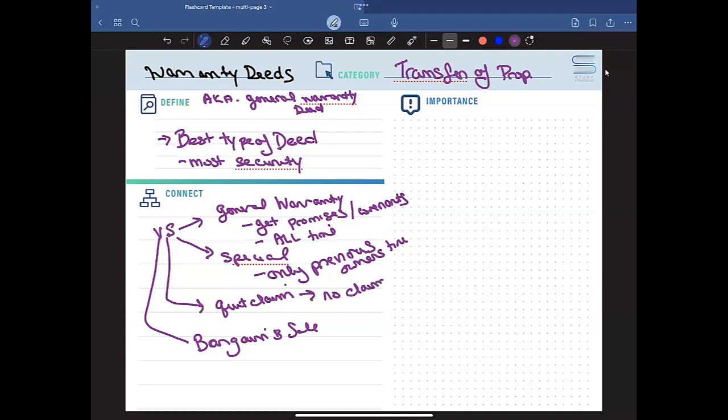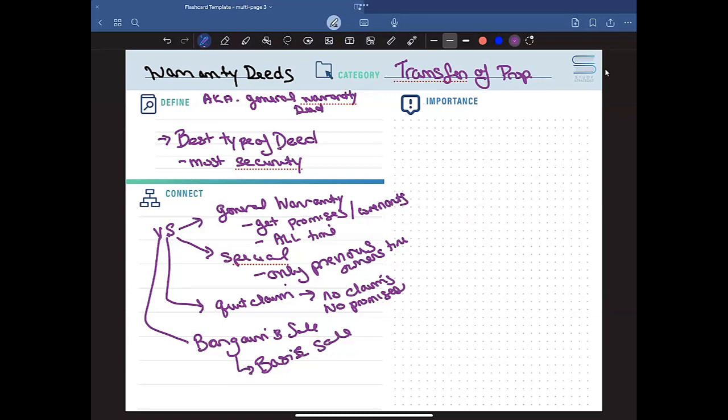It just releases certain liens on the property, but it doesn't promise anything. Exactly. You can give property with a quitclaim deed, but you don't know who else is going to claim it. And then you've got a bargain and sale, which is really between the special warranty and the quitclaim. At least the bargain and sale is saying, look, I own it and it's yours. A quitclaim isn't even saying that. It's like, okay, I'm done. A basic sale is how I think of it.